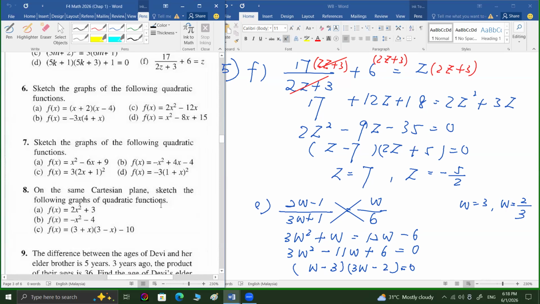Question 6 we have done, right? You check the graph there. Maybe you have forgotten how to sketch. It's okay, I make use of question 7 and 8 to explain to you. Oh, no, 7 and 8 we have done also.